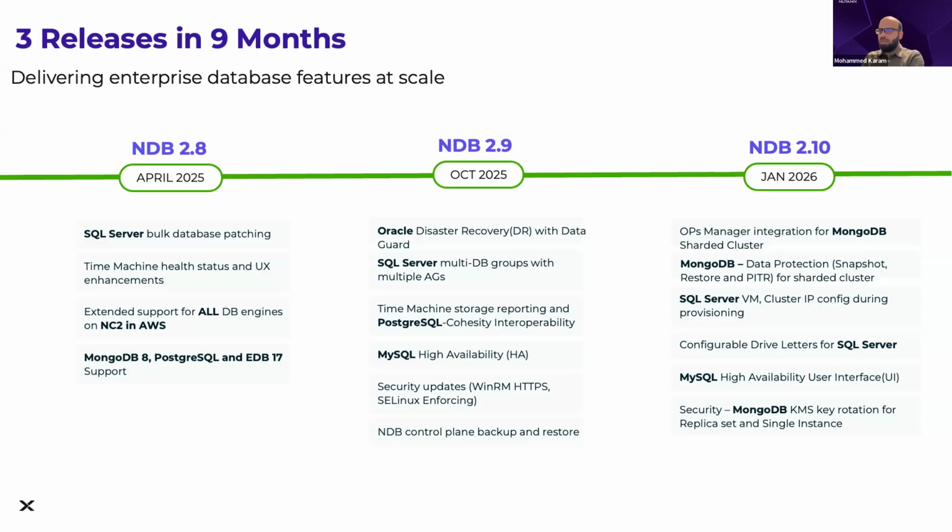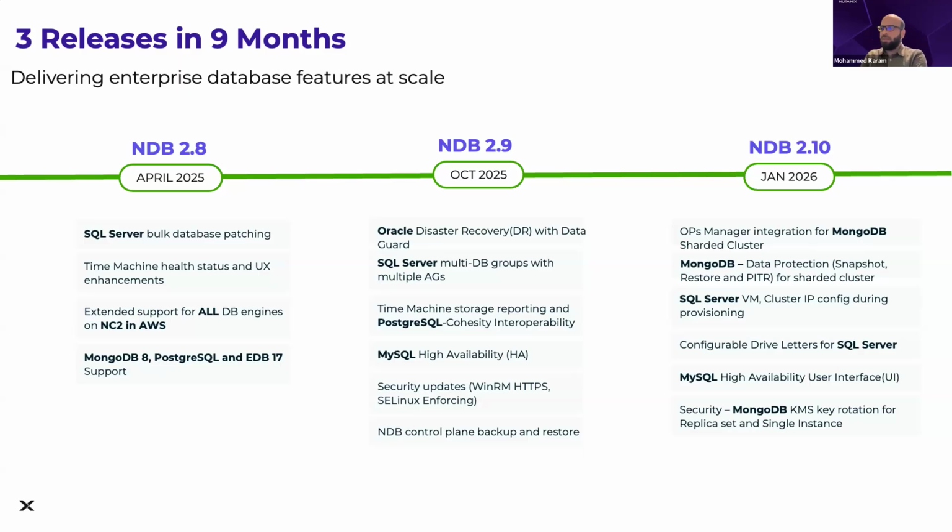And then the 2.9 release came in October of last year, where some of the key highlights included disaster recovery support on a native database engine level for Oracle using Oracle Data Guard. We also brought multi-database group support for multiple AGs for SQL Server. Further time machine improvements in terms of storage reporting. We also brought in support for interoperability with Cohesity on Postgres. And 2.9 was the first release where MySQL high availability support was rolled out via the API and CLI.